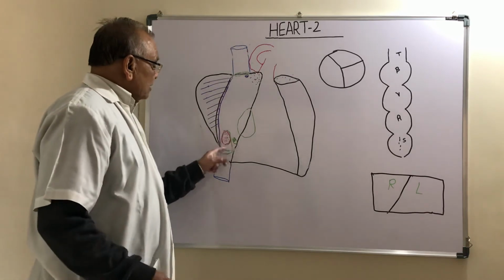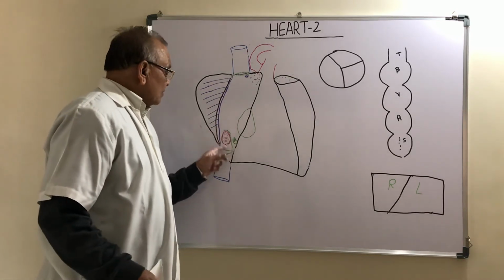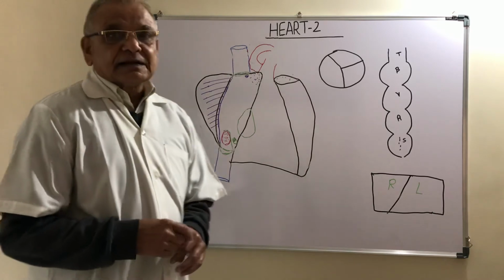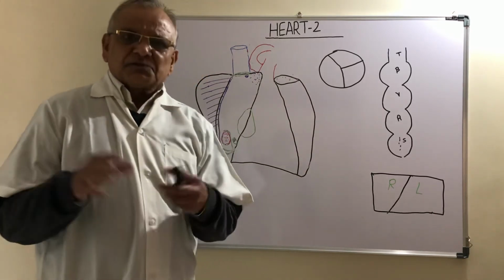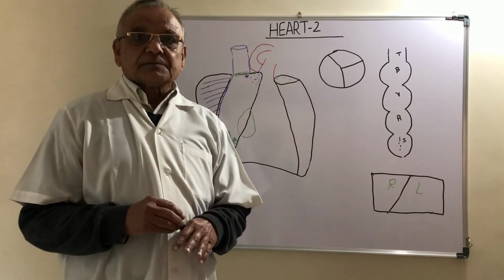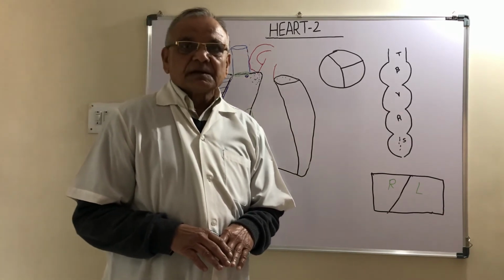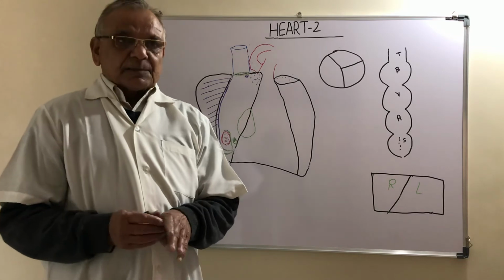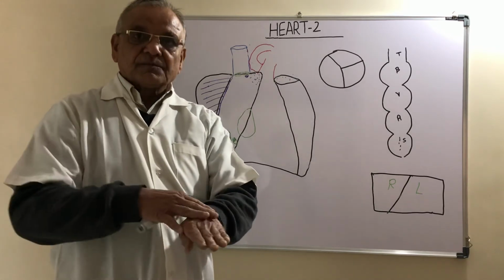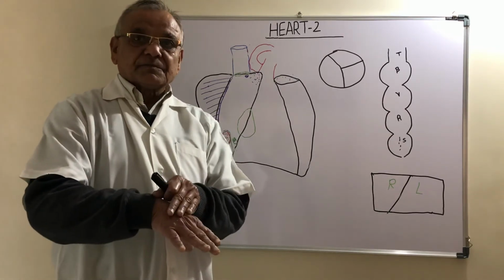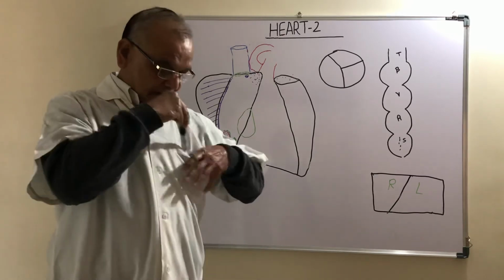Now during fetal life, the opening, the foramen ovale, is guarded by two septa. Septum means wall. It is guarded by two septa, septum primum and septum secundum. Suppose this is the septum primum and this is the septum secundum. So they are situated like this.